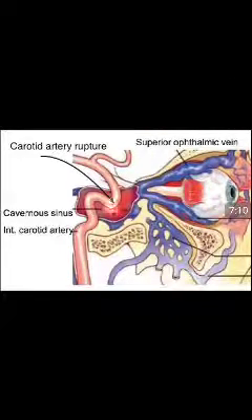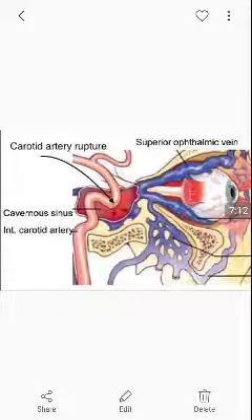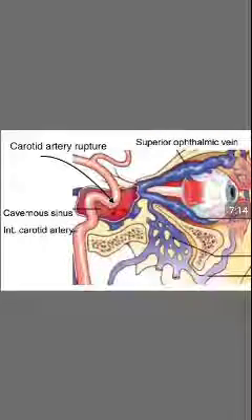This particular diagram or picture is about the carotid cavernous fistula, which I will be discussing in my next video.